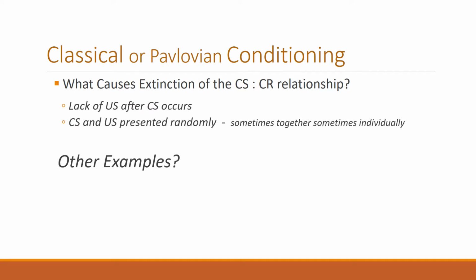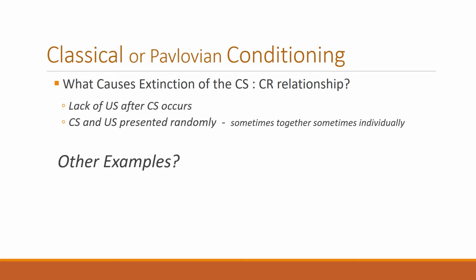Well, another couple of things that you could do is you could just break the response. Lack of an unconditioned stimuli with a conditioned stimuli. In other words, ring the bell, never present the meat. Or do it in really random pairings. Sometimes you present the meat, sometimes the bell, sometimes together, sometimes individually, just randomly making it so that there is no strong relationship between the conditioned stimuli and the unconditioned stimuli.